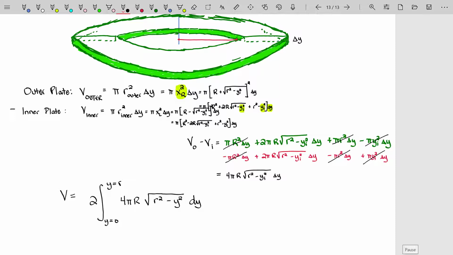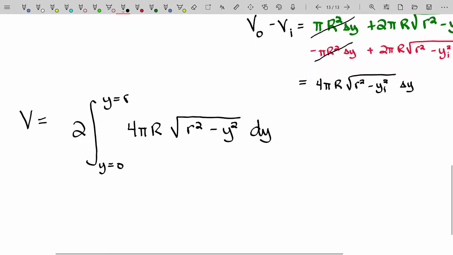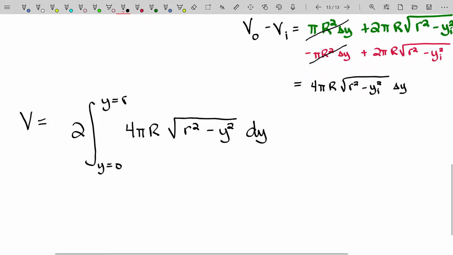Now, if you look at that and you think about your integration techniques that you've learned so far within calculus, if you have not learned anything other than basic integration and substitution rule, then you cannot technically integrate this analytically. However, if you're one of my students, then you should know that there are other ways to evaluate an integral, specifically thinking of this as a geometric object.